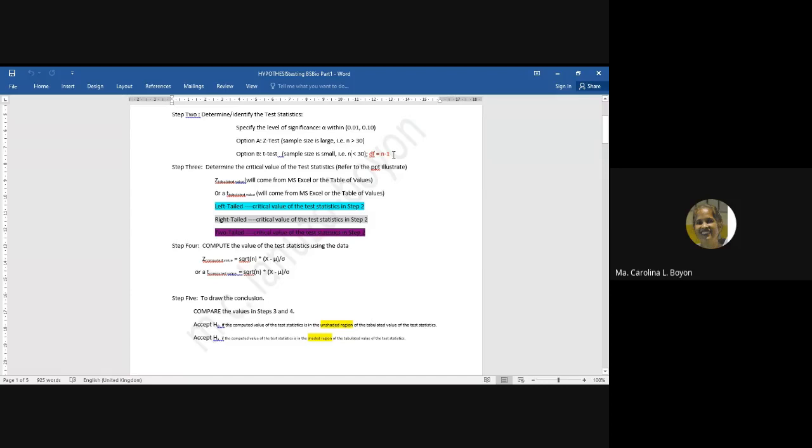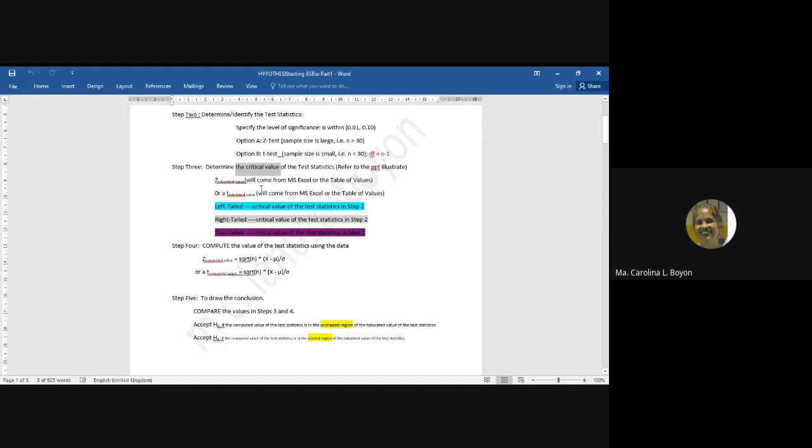Okay? And also, for step 2, you need now to specify the level of significance, because the level of significance and which of the two options you will select will now be the basis for step 3, okay, which will be the declaration or determination of the critical value. When we say critical value, this will be the tabulated value that you will have to generate either using the Excel stat application or, excuse me, the table of values.